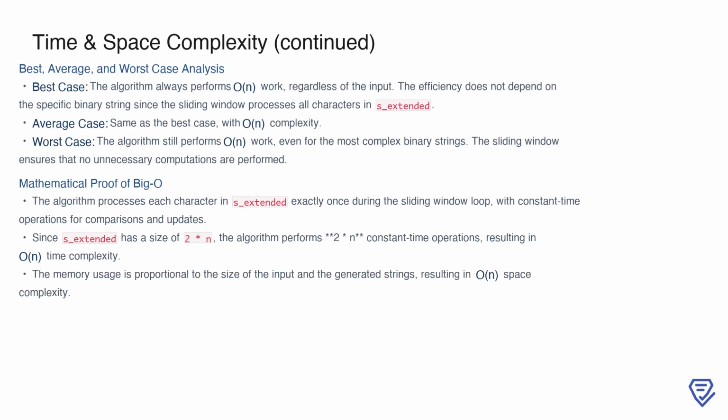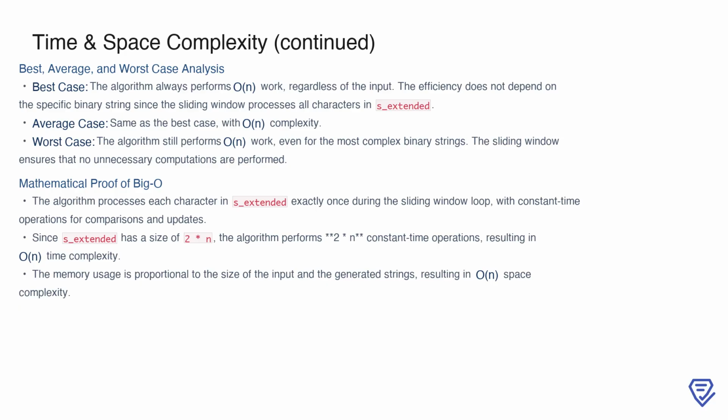Finally, let's summarize the best, average, and worst-case performance of the algorithm. In the best case, the algorithm processes the input in O(n) time, as the sliding window ensures every character in s_extended is processed exactly once. The same logic applies to the average case, where the efficiency remains O(n), regardless of the binary string structure.